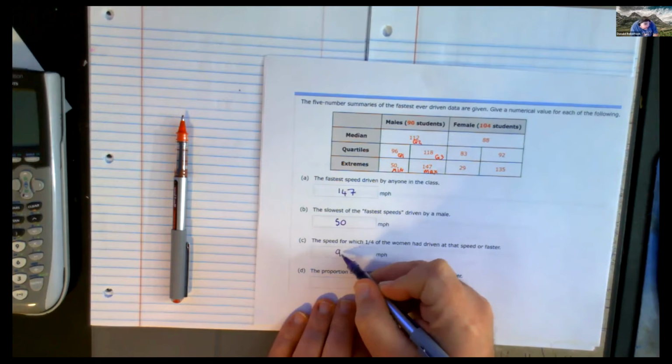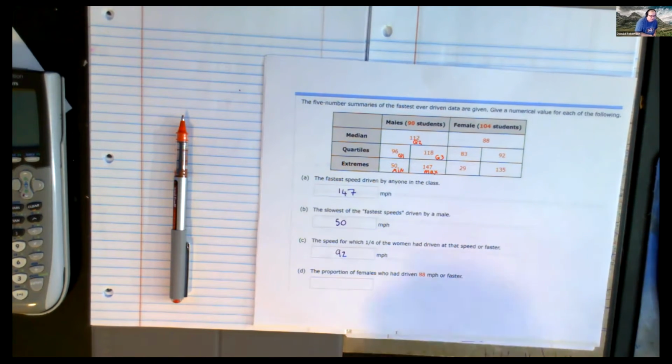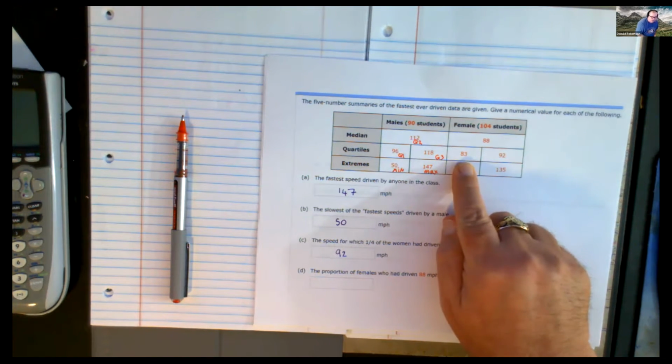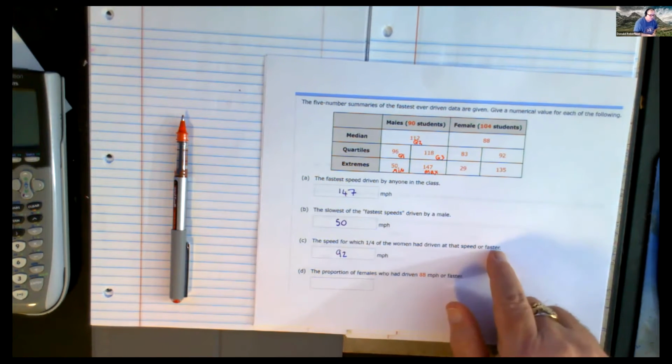Now, if they wanted me to answer the 83, wouldn't they have said what speed did women do? So, well, I'll rephrase it. The speed for which 1/4 of the women had driven that speed or slower, then that would have been the 83, wouldn't it? I mean, all I need to do is change "or faster" to "or slower," and that would give you the first quarter. Or faster is like the big guys, right? Oh, little guys, big guys.